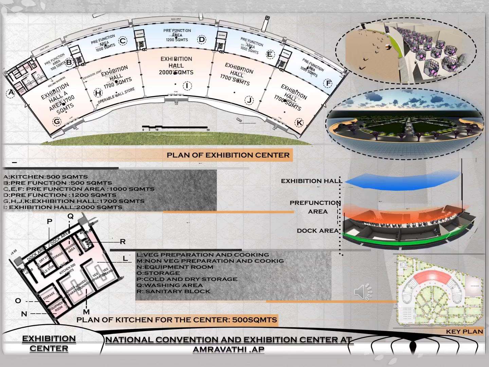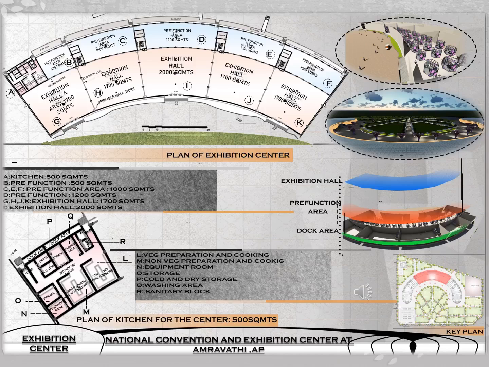Exhibition hall and kitchen. There are 5 exhibition halls which could be used together and individually as well by means of an operable wall system. There is an adjoining pre-function area which is connected to the dock area. Exactly beside the exhibition hall there is a kitchen which would cater to the F&B demands of the entire project.